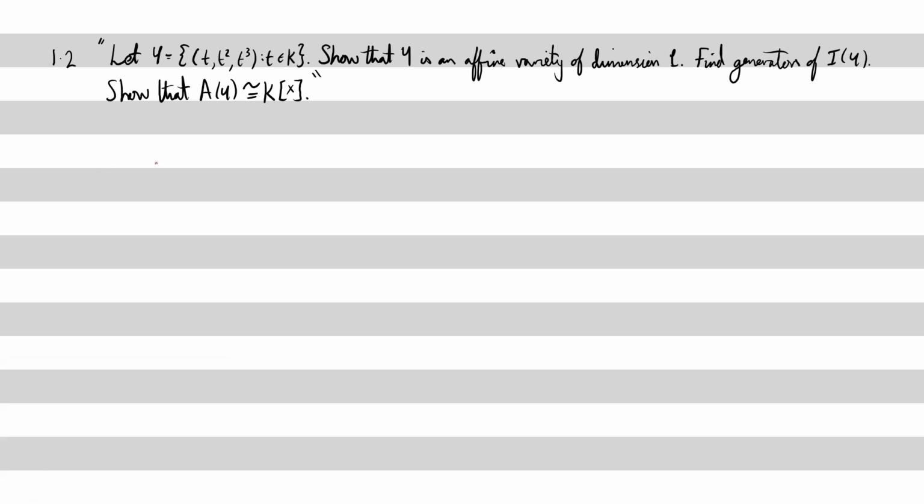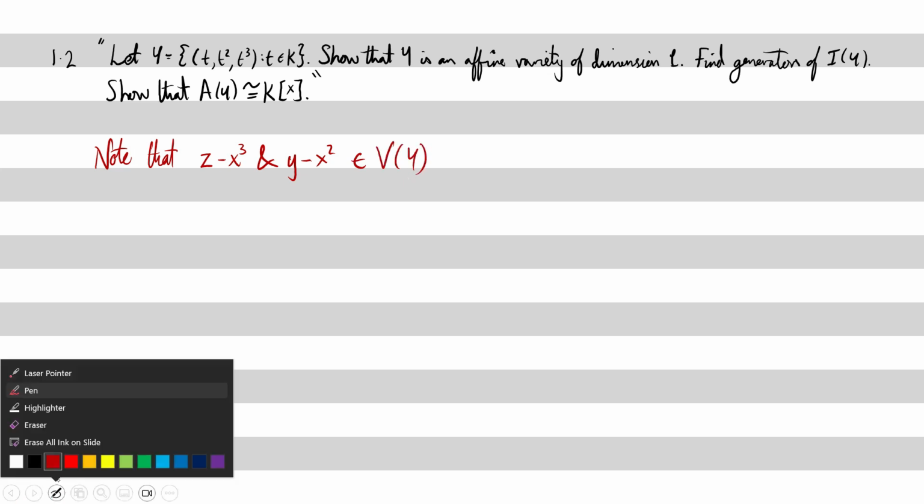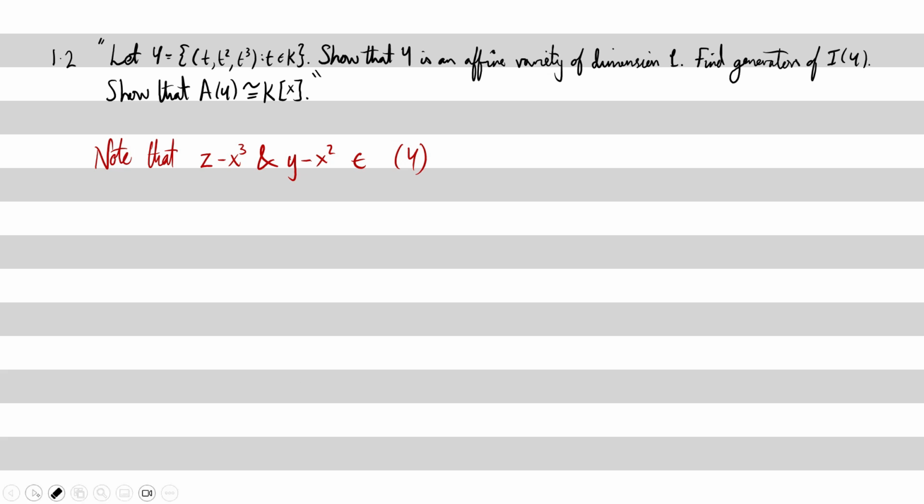So, let us note, I have chosen the wrong color. Note that the functions z minus x cubed and y minus x squared both vanish on all points within Y, so are within the vanishing set of Y. Sorry, the ideal generated by Y, generated by functions which vanish on Y.